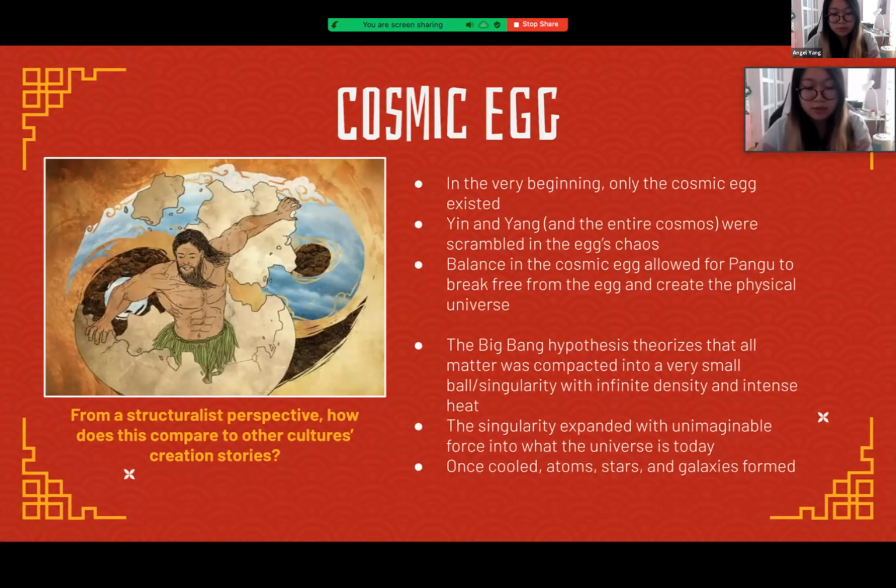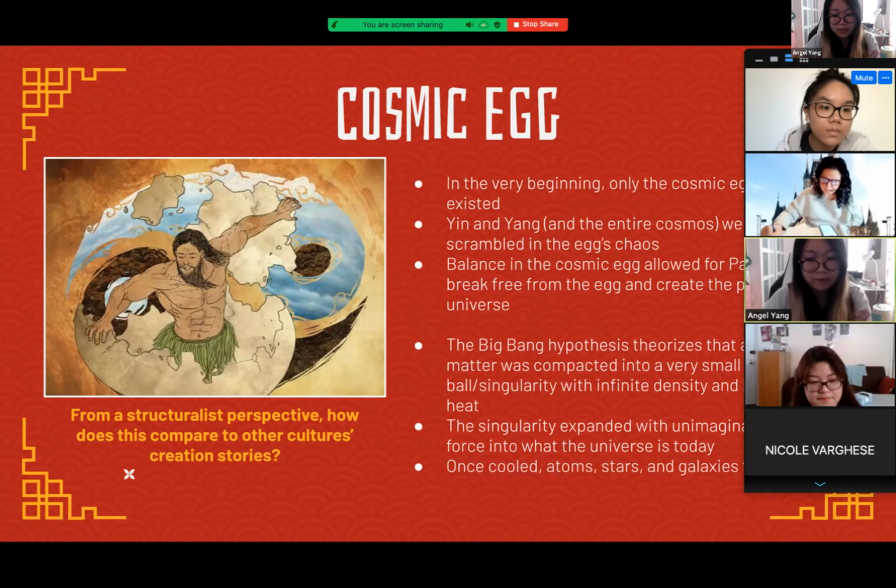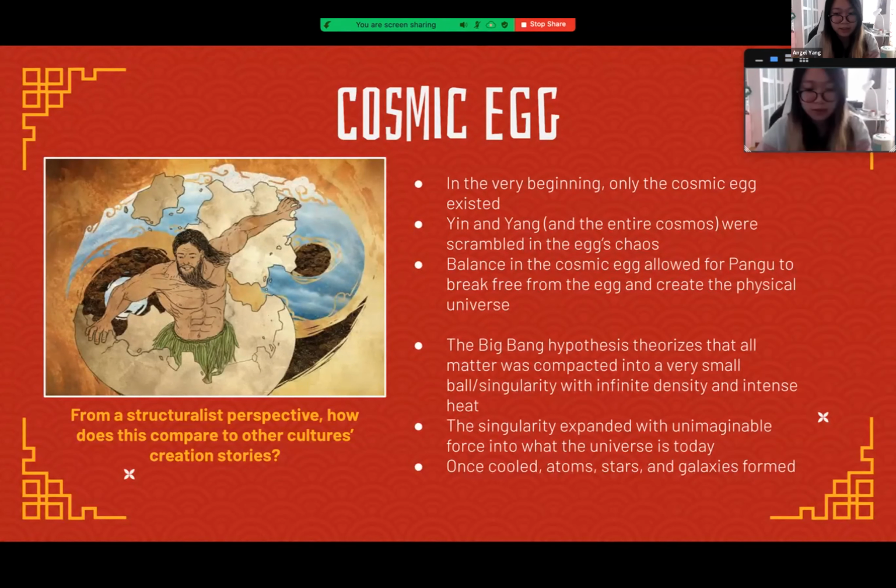And this creation story is really similar to the Big Bang hypothesis, which theorizes that all matter was compacted into a very small ball or singularity. And this singularity then expanded, and once it cooled, the atoms, stars, and galaxies all formed. And just like in the creation story, the whole universe was compacted into one ball or egg. The creation of the universe was only achieved once balance was achieved, and it all began with nothing.